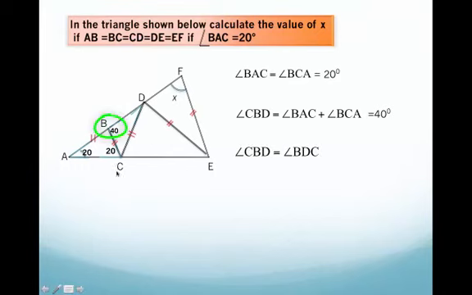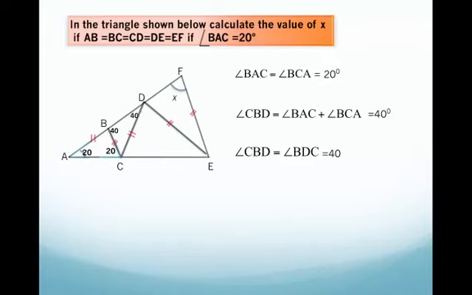Now angle CBD must be equal to angle BDC. Why? Because in triangle BCD, side BC is equal to side CD. Therefore, this angle must be 40 degrees. So there we mark it out as 40 degrees.